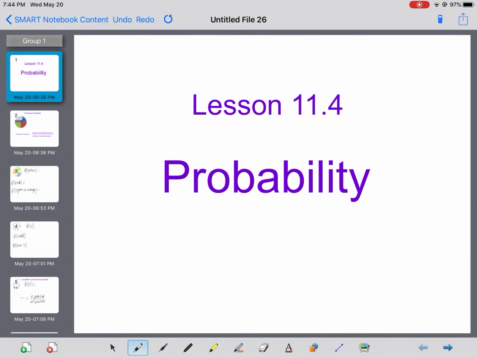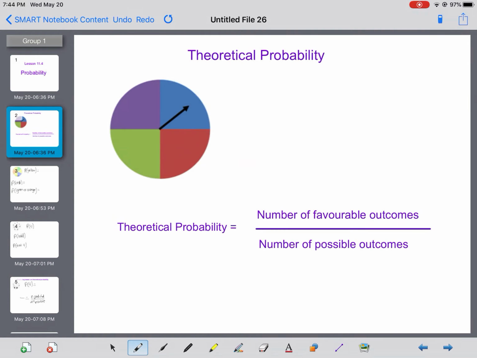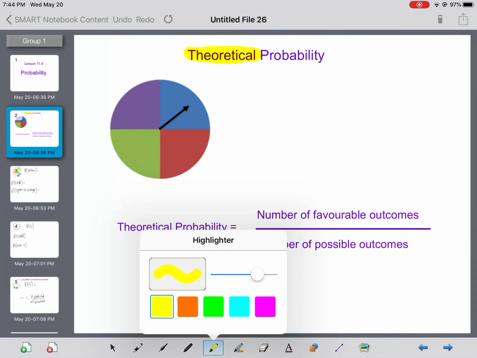So we talked about probability at the very beginning of this unit, the chance of something happening. Before, we were talking about how many different combinations there are. Now we're going to talk about the chance of something happening. The first thing we can do is talk about theoretical probability. What you need to think about right now is this word, theoretical, in theory. Not necessarily going to happen, but in theory, there's a chance that something could happen.